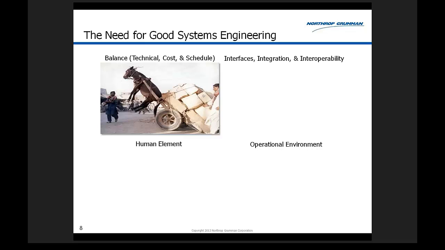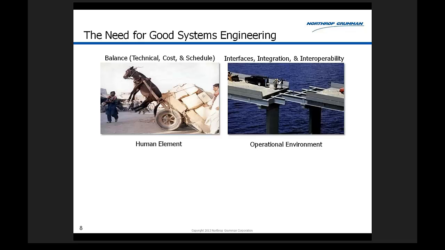There are 4 elements of balance: the human element, the interfaces, integration, and interoperability need, and the operational environment. Here we have the human element, or the balance, excuse me, and the mule up in front, and the load is too heavy for the horse or the mule engine. And then we have an interface, integration, and interoperability problem here where the 2 superstructures of the roadway somehow didn't quite come together. Okay, they weren't planned.